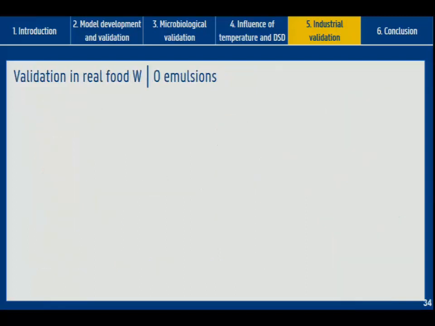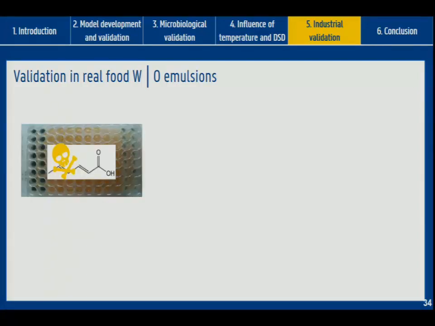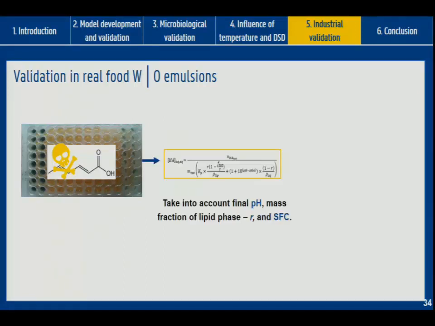What about the validation in real food emulsions? How did we do that? Well, first we had to discover what were the minimum inhibitory concentrations inside the semi-solid media. And then we had to recalculate these concentrations to be applied to the water in oil emulsions. How did we do that? Well, we used our model and we took into account the final pH of the emulsion, the mass fraction of the lipid phase, or the R, and the solid fat content.